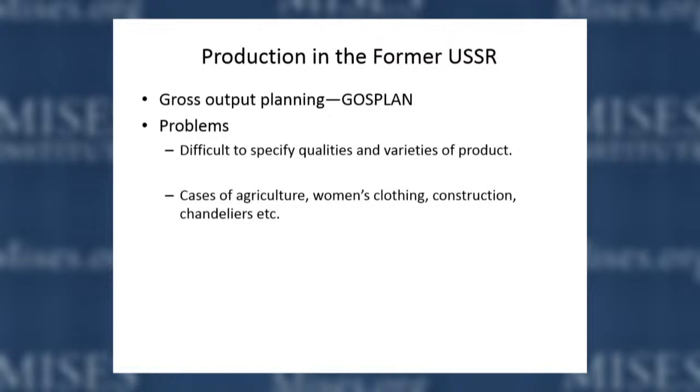Well, when you have that kind of planning, and Gosplan is the name of the agency, the Central Planning Agency in the Soviet Union, okay? It's very difficult to specify the qualities and varieties of the product. And so we had situations where petite women in the Soviet Union were constantly complaining because all the clothes were huge, because that was the easiest way to fill the target of X yards of cloth made into women's dresses. Also, children's clothing was in scarce supply, okay? You had a lot of big people's clothing and adults' clothing being produced.